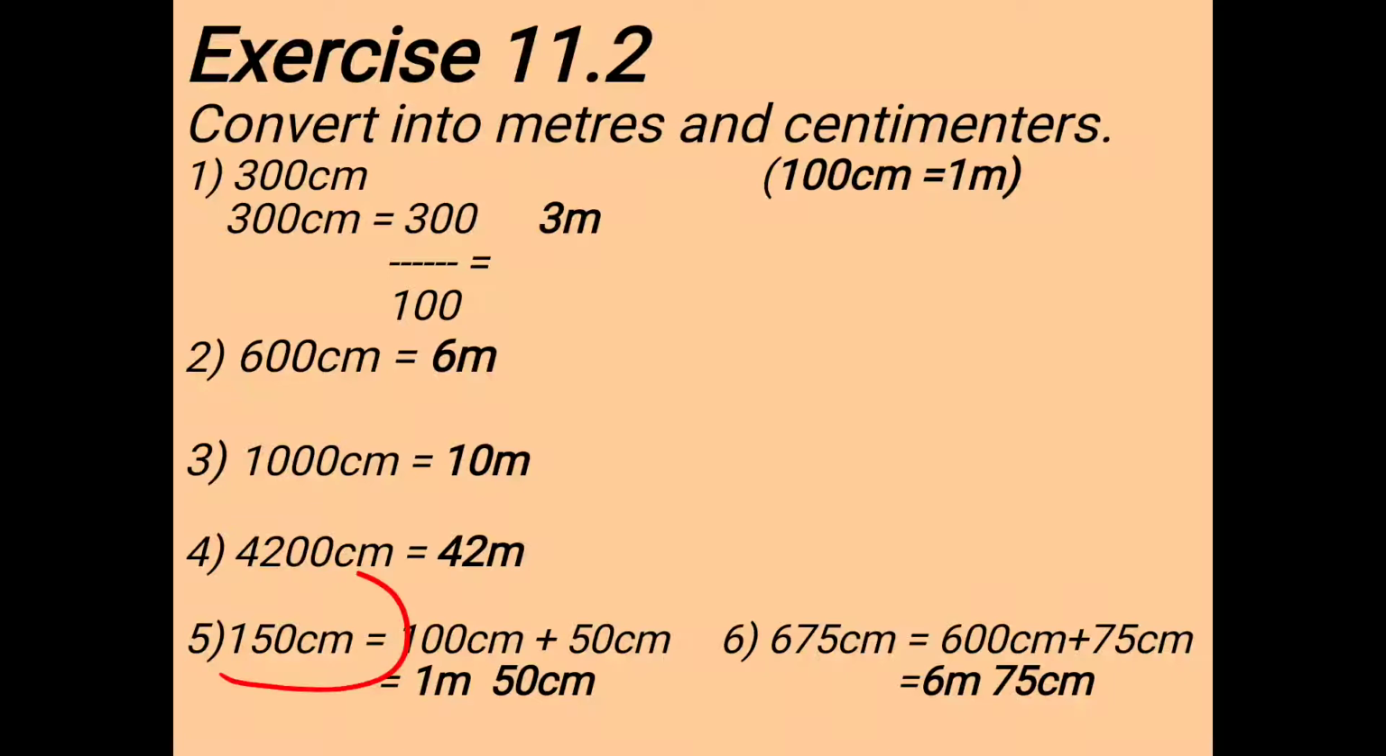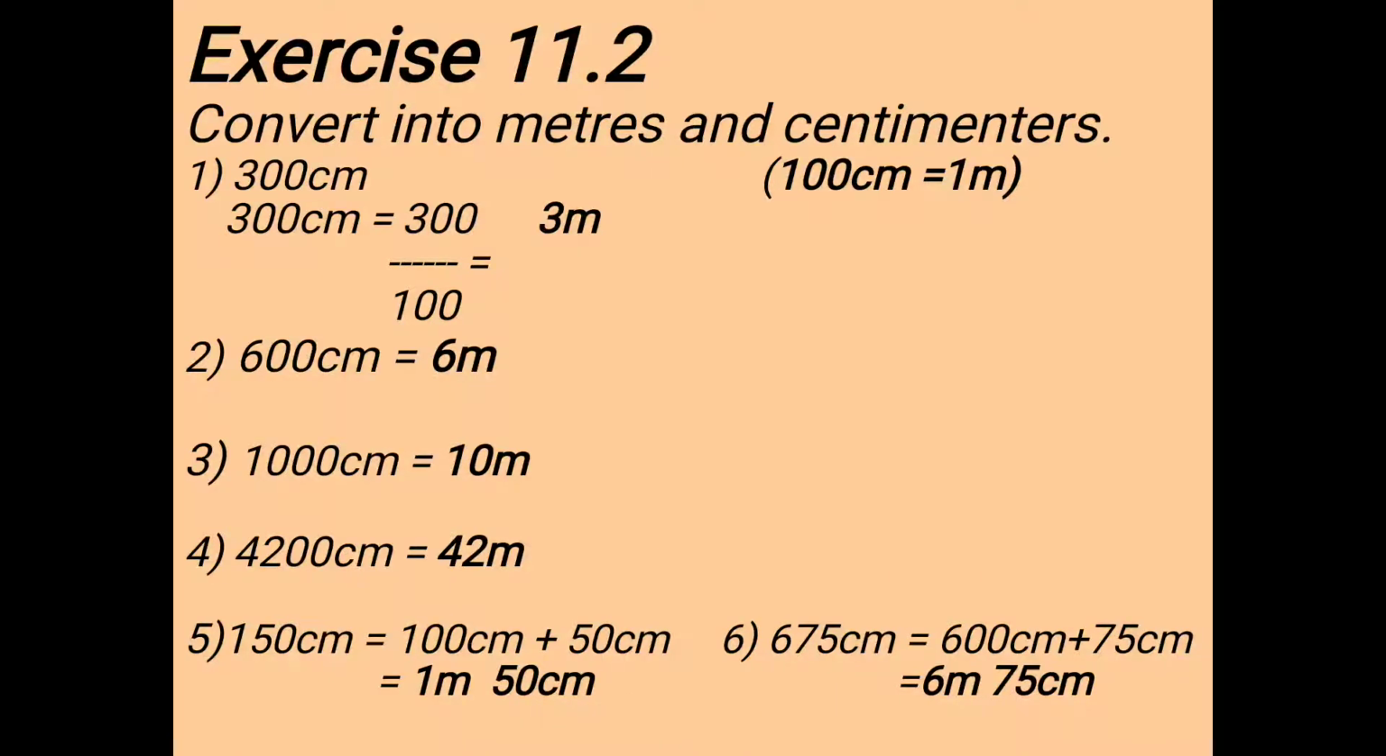Next, 150 centimeters. Now here you have to divide into 100 on one side and another part at another side, like I have done here. That is 100 centimeters plus 50 centimeters. Here I have divided 150 as 100 centimeters plus 50 centimeters. Then 100 centimeters, as you all know, is equal to 1 meter. So I have written 1 meter and keep this 50 centimeters as it is. So your answer is 1 meter 50 centimeters.